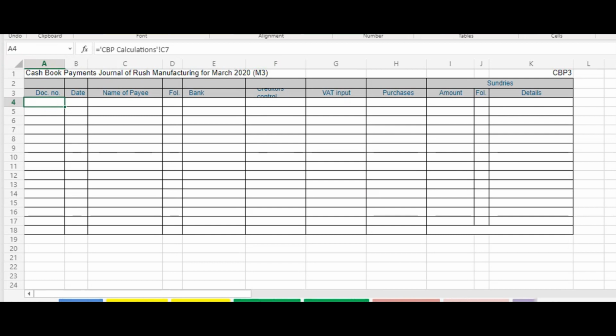So the document number is given. We can just record it. The date is given. We can record it. The name of the payee is Tall Fountain Mall. We can record that. No folio given.